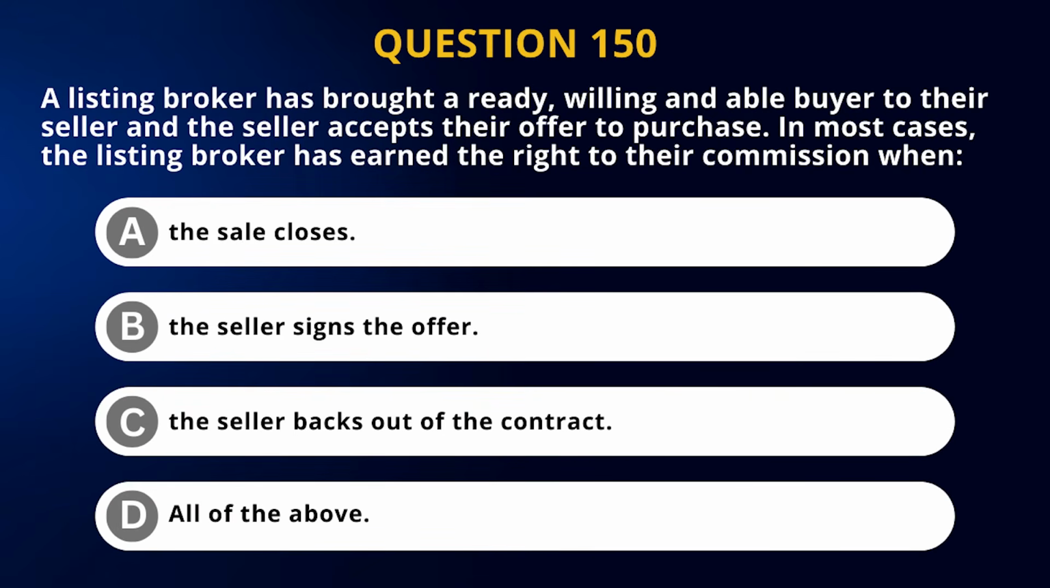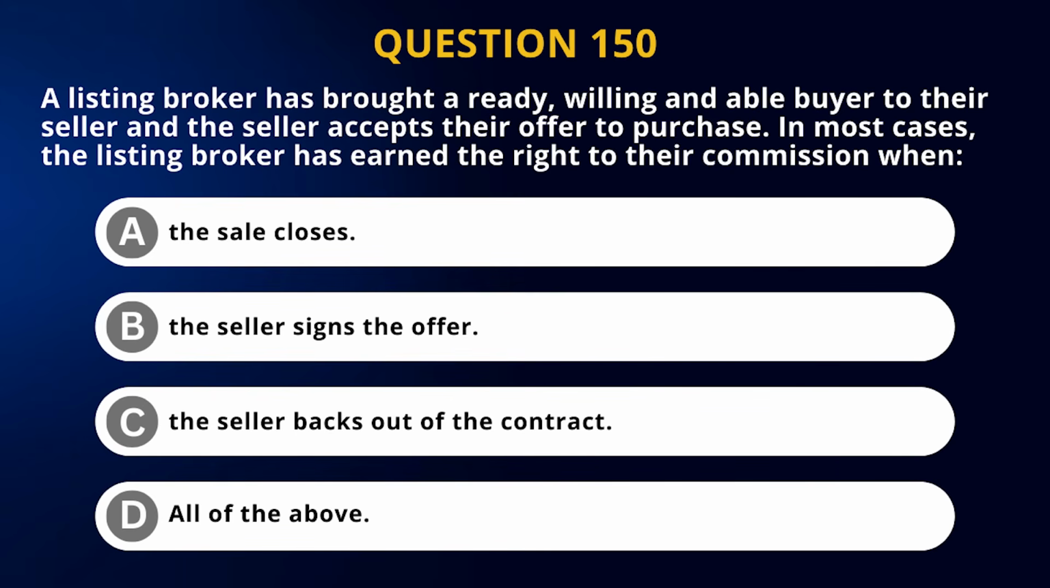Question number 150. A listing broker has brought a ready, willing, and able buyer to the seller, and the seller accepts their offer to purchase. In most cases, the listing broker has earned the right to their commission when, letter A, the sale closes. Letter B, the seller signs the offer. Letter C, the seller backs out of the contract. Letter D, all of the above.